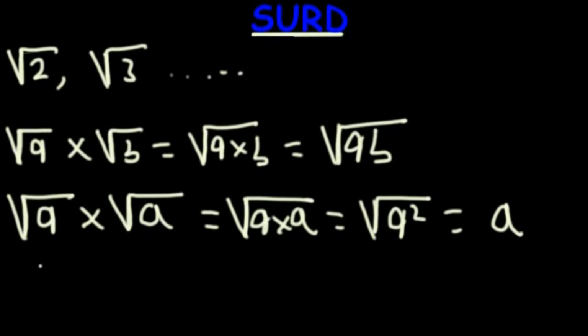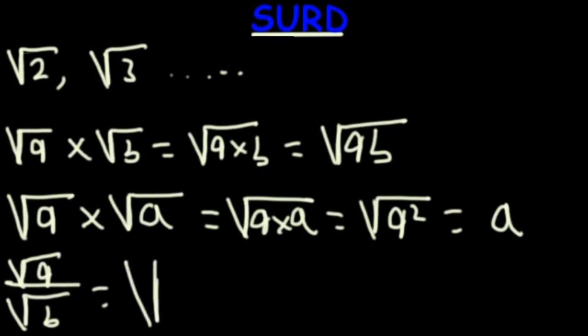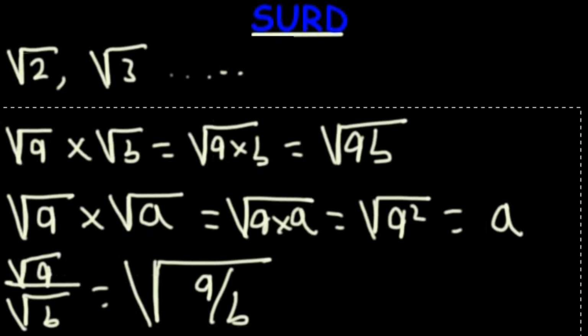Now, what if surds are dividing each other? Let's say we have square root of a dividing square root of b. So this simply equals the square root of their division overall, a over b. Now, the next thing you need to be familiar with is when you have a surd raised to an exponent.